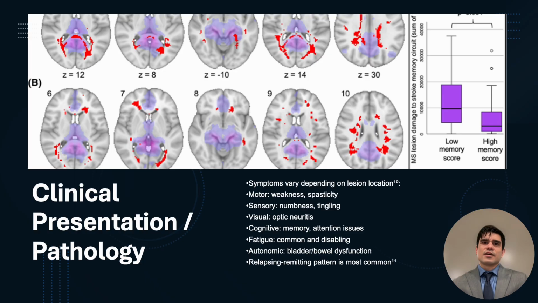Autonomic symptoms can affect bladder and bowel function. Most patients experience a relapsing-remitting pattern where symptoms flare and then partially or completely improve. So as you can see from this image, lesions in specific CNS regions correlate with these symptoms.